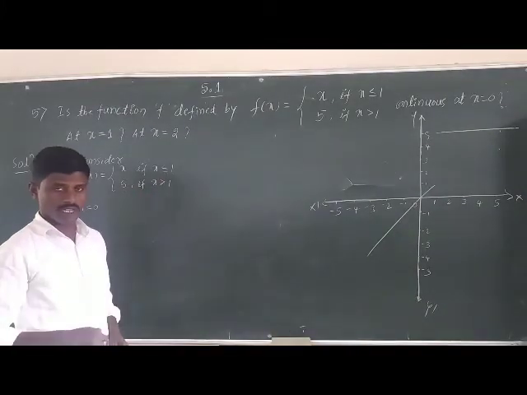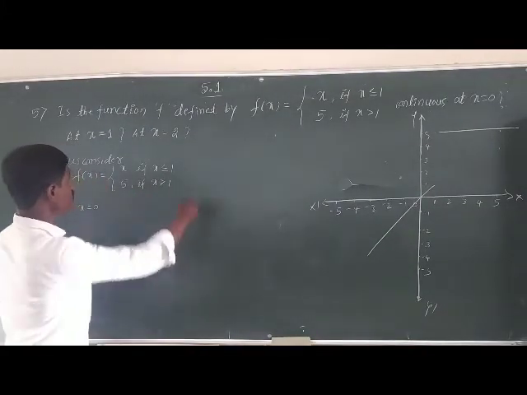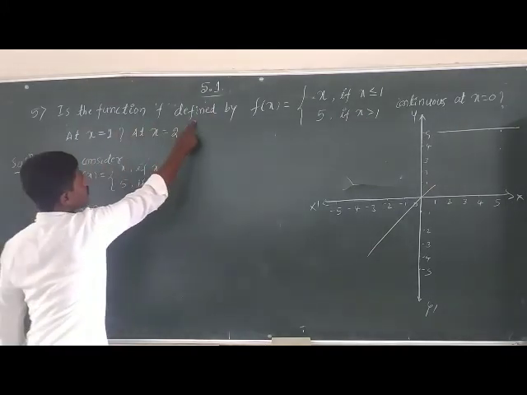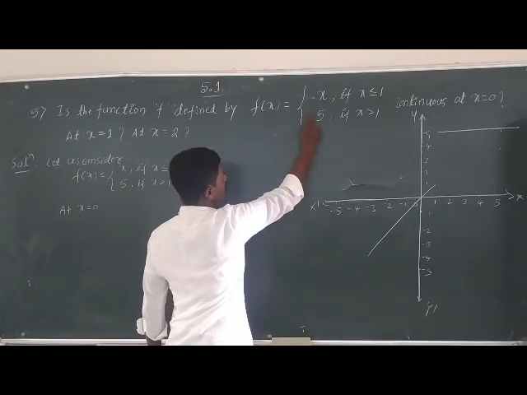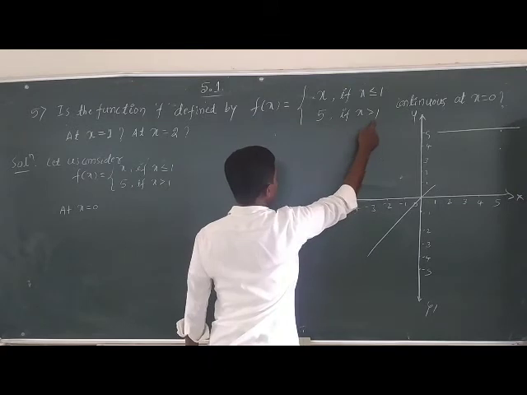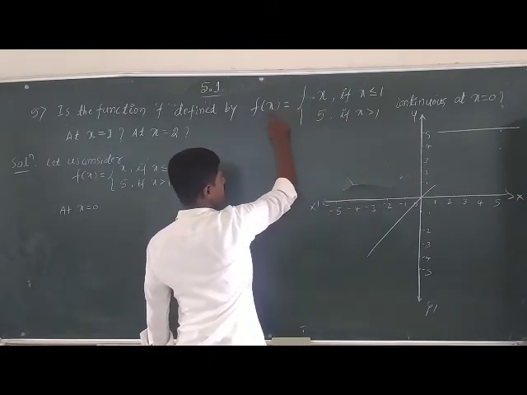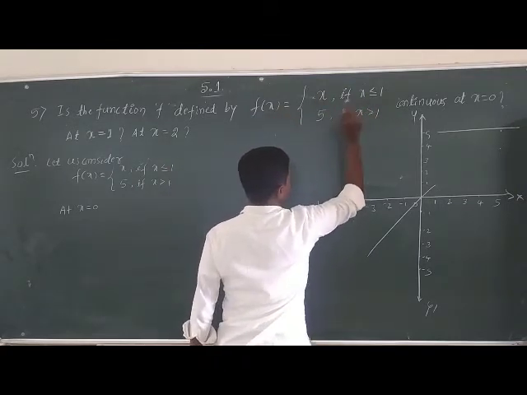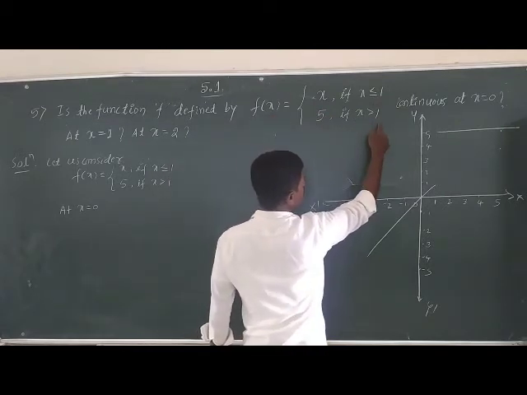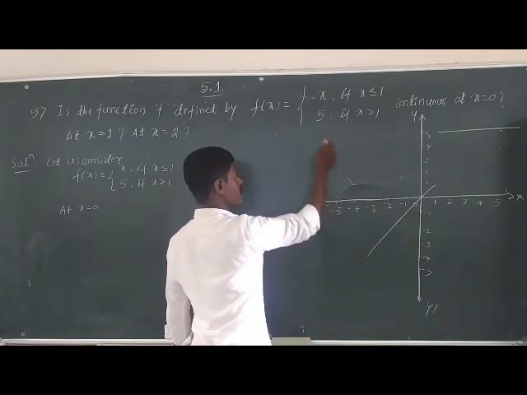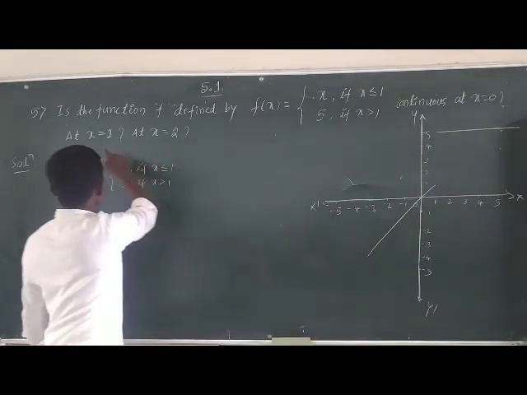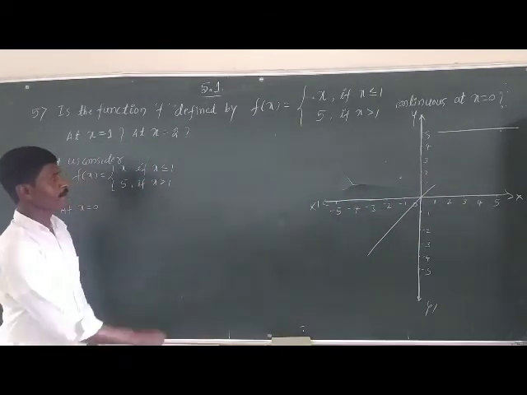Dear students, I am going to solve the next question of exercise 5.1, that is the fifth question. The function f is defined by f of x equals x if x is less than or equal to 1, and 5 if x is greater than 1. The value of the function is x when x is less than or equal to 1, and the value of the function is 5 when x is greater than 1. They asked to check the continuity of this function at x equals 0, at x equals 1, and at x equals 2.